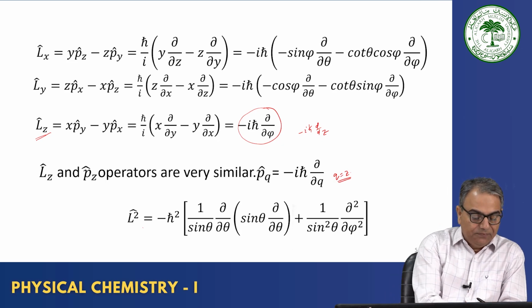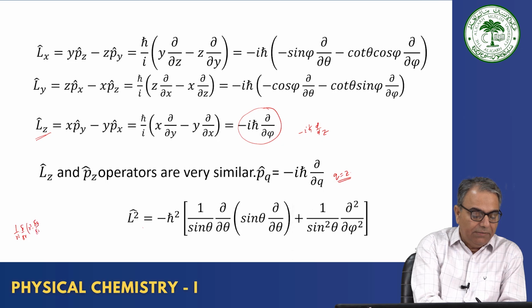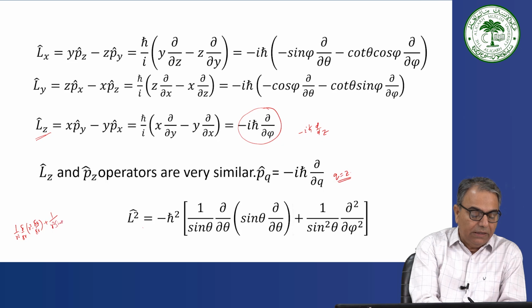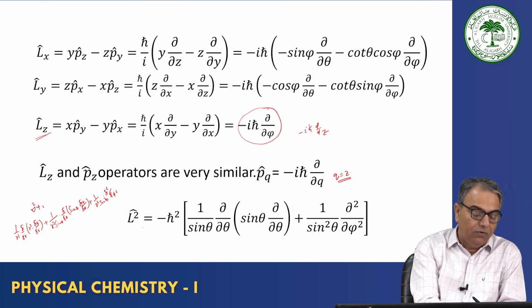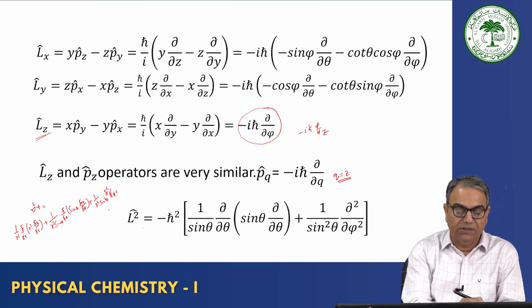What you write is 1 by r square del by del r r square del psi by del r plus 1 by r square sin theta del by del theta sin theta del psi by del theta plus 1 by r square sin square theta del square psi by del phi square. This was your del square psi value plus 8 pi square m by h square, and that was the Schrodinger equation.